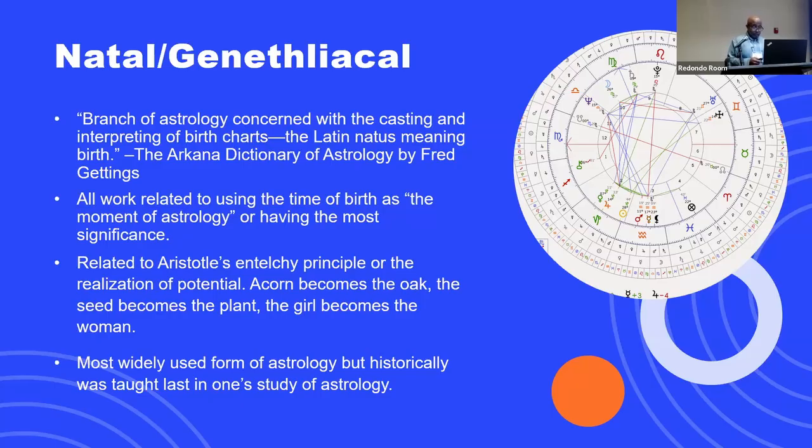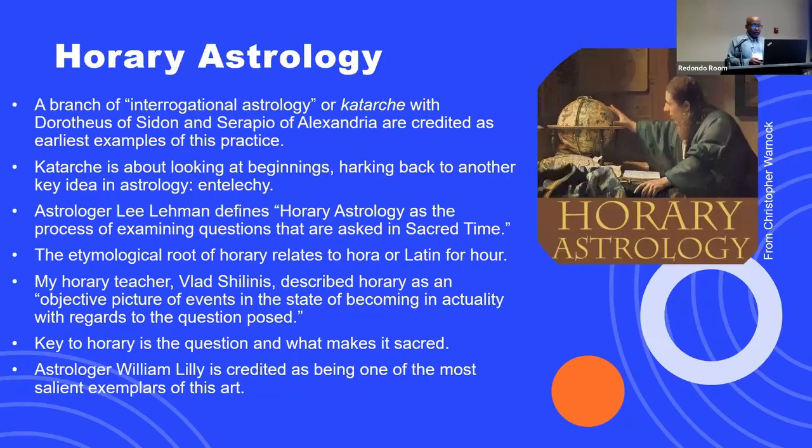So as we teach it usually first in our current form of astrology, it actually usually was one of the last forms of astrology you would study. You would study horary, electional astrology, and then maybe go to mundane, but then talking about a human life was even much more complicated. There's horary astrology, a branch of interrogational astrology, or katarke, which means looking at the beginnings of things, harking back to another idea in astrology, which I just mentioned, which is entelechy.